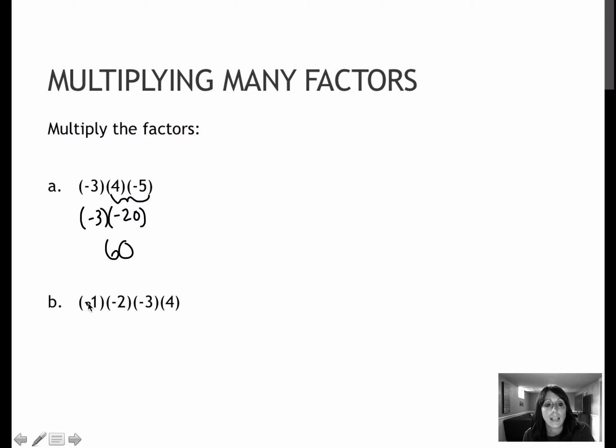For B, again, I've got 1, 2, 3 negatives, so that tells me that my result should be a negative solution. I can kind of choose how I want to multiply, so I'm just going to break these into groups of 2. -1 times -2 is +2, and -3 times +4 is -12. And then I'll multiply those two results, and that is -24. I could also just go left to right and still end up with -24 as my solution.